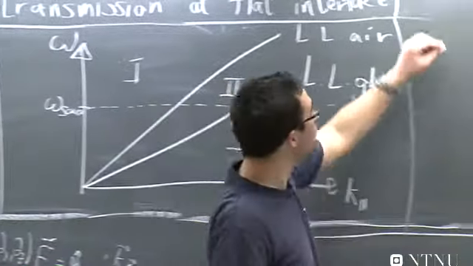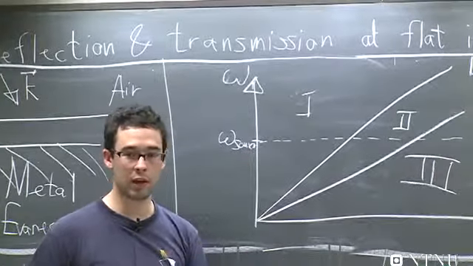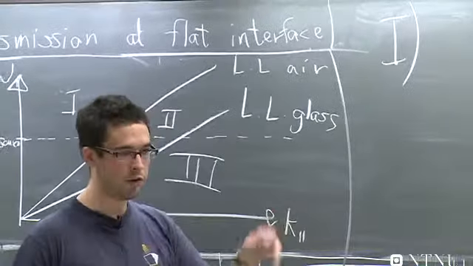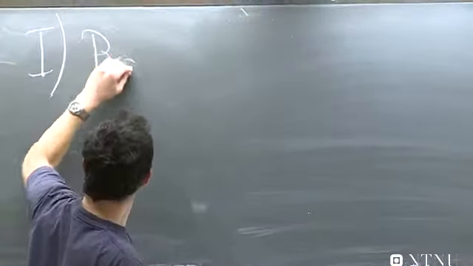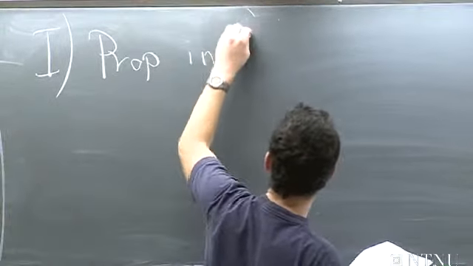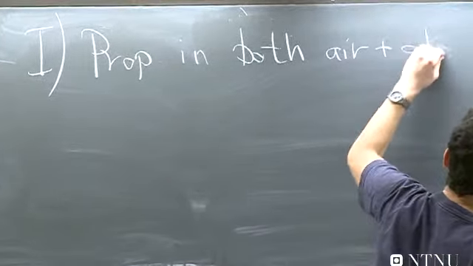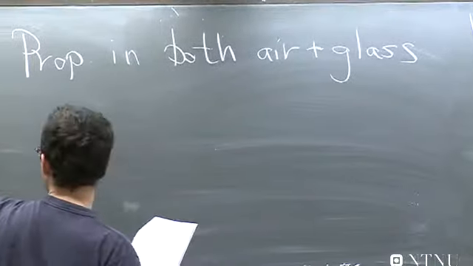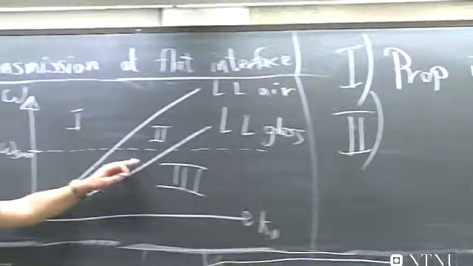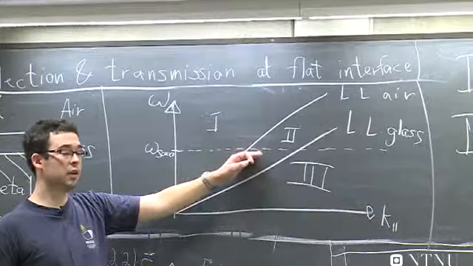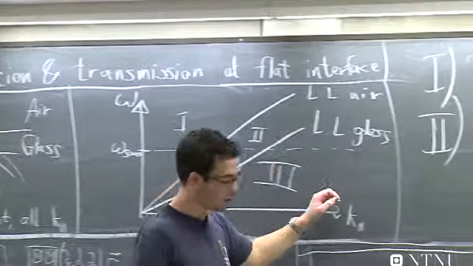And now let's see what's going to happen. In region 1, we're to the left of both light lines, so we have propagating modes in both air and glass. So you get ordinary reflections bouncing back and forth. And the second case is that we have propagating modes in the glass because we're to the left of the glass light line, but we're to the right of the air light line. So we have evanescent in air and propagating in glass.